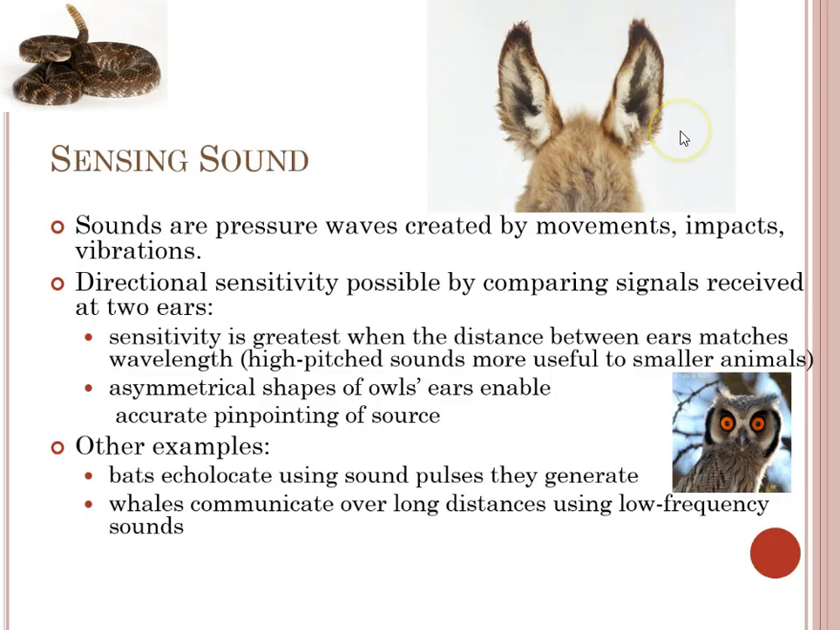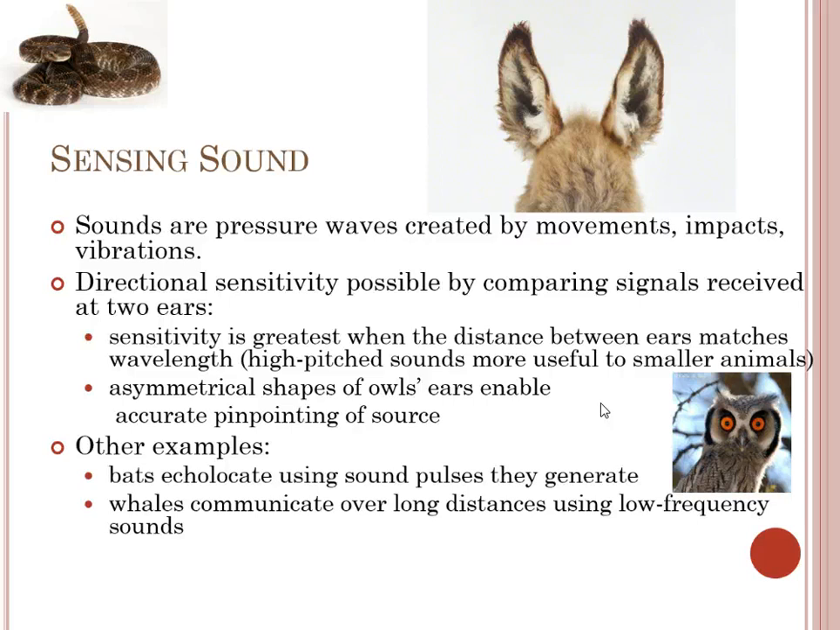Two ears are better than one ear because, again, that allows us to triangulate where the sound is coming from, and asymmetrical shapes actually seem to help figure out where the sound is coming from a whole lot better than just having two identical ears. And if you'll notice, this little owl has one ear that's kind of up and one that's kind of to the side, and owls can turn their heads almost all the way around, and so they get a really good sense of where things are. They can hear extremely well.